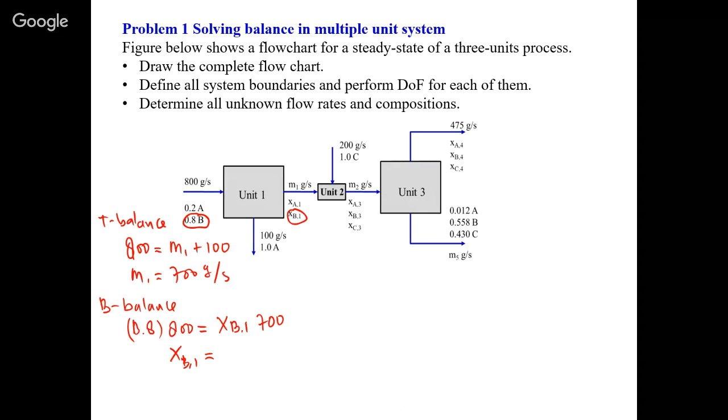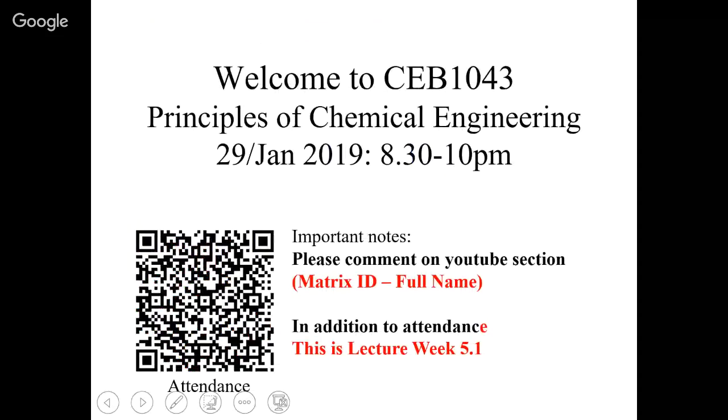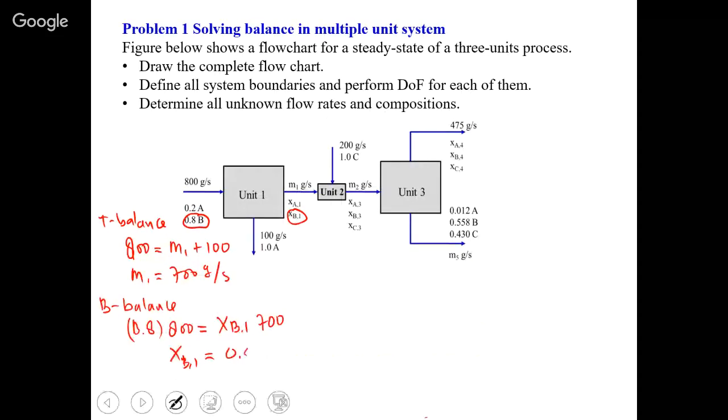But I want orange. 0.8 multiplied by 800 divided by 700 is equal to xB1, I calculate here, 0.914. Then you can get xA1 equal to 1 minus xB1, equal to 0.086.